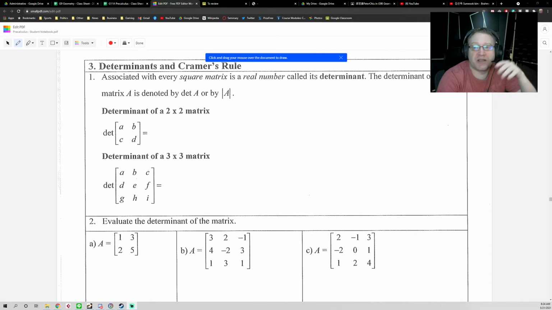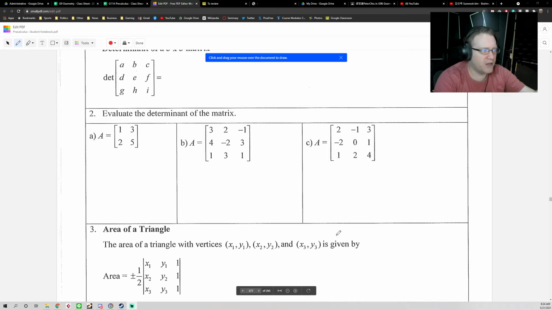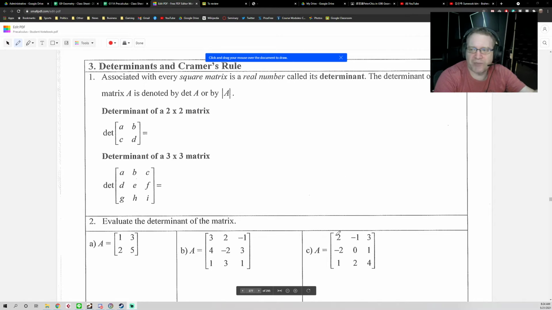Okay, it seems like there might be some confusion about how to do the 3 by 3 determinant. So I'll go ahead and start going through the entire notebook here. Today we're only going to cover number 1 and 2. We're not going to do the area of a triangle right yet. We'll talk about what we can use determinants for next week, but right now we just want to know how to find them.